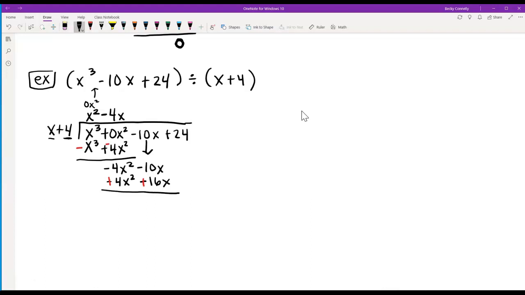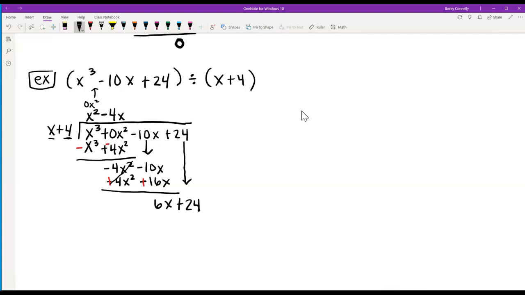Those x squared terms go away. That's what we were trying to make happen. And then we're left with positive 6x when I combine those together. Okay, but I'm not done because I still have another term to bring down. So I need to put plus 24, and then we'll start it again.